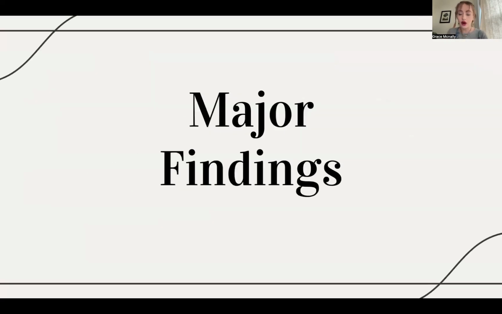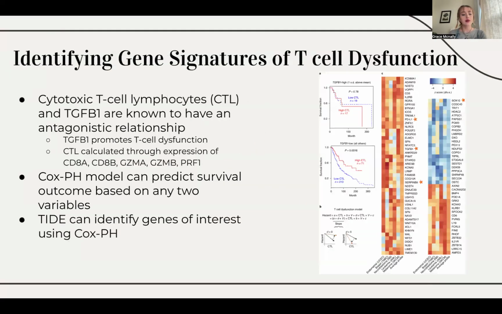So now I will move on to the major findings of this paper. So the authors first focused on identifying the gene signatures of tumors that evade immune response using T cell dysfunction. They compiled data from treatment-naive metastatic melanoma tumors, along with the patient survival data to pinpoint the interactions of T cells and a known regulator of T cell dysfunction, TGFB1.